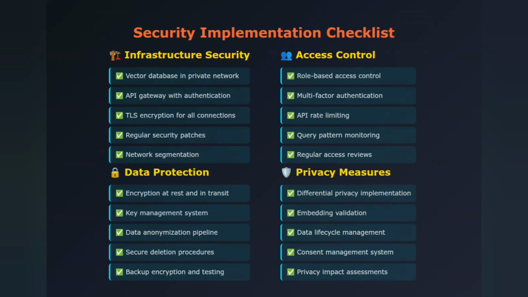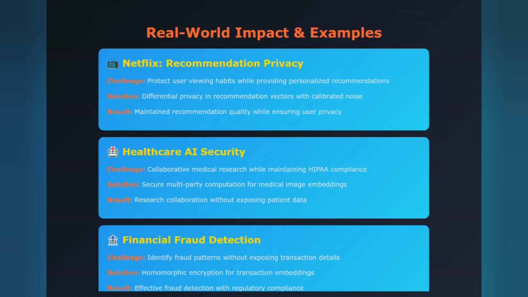Access control: role-based access control, multi-factor authentication, API rate limiting, query pattern monitoring, and regular access reviews. Privacy measures: differential privacy implementation, embedding validation, data lifecycle management, consent management system, and privacy impact assessments. Monitoring and response: security monitoring dashboard, anomaly detection for queries, incident response plan, regular penetration testing, and security training for team.